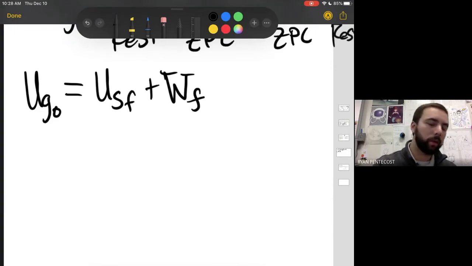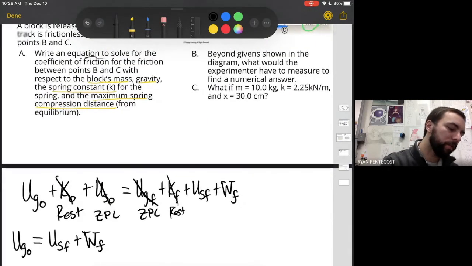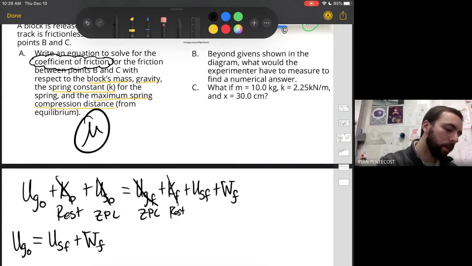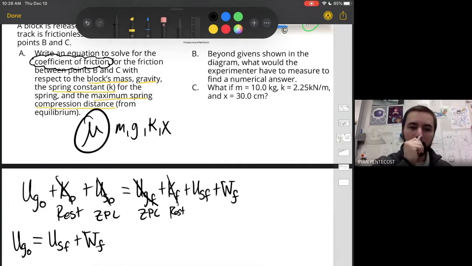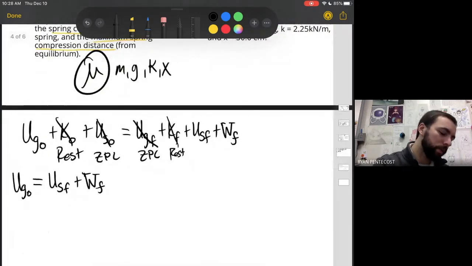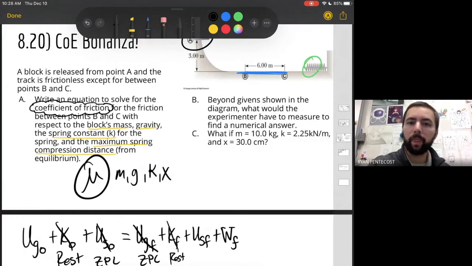Now, it asked us for an equation to solve for the coefficient of friction. So we want mu. Mu is the goal. And we need it in terms of mass, gravity, spring constant, and the maximum compression distance, and nothing else. So let's work through this. We have mgh equals 1/2 kx squared plus mu N d. As we are sliding along from points B to C, N will equal mg.